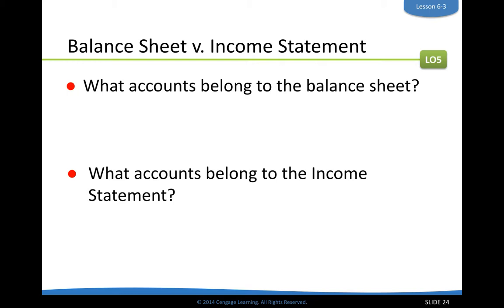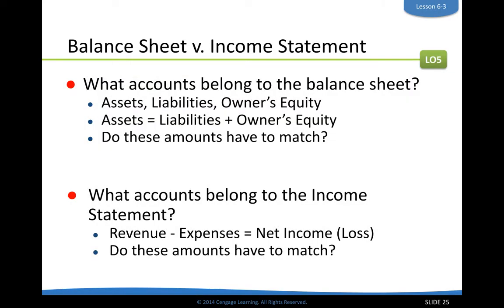I have them written up here. Balance sheet is on the left: assets, liabilities, and owner's equity. Revenue/sales and expenses are on the income statement. So the summary's up there. Assets equals liabilities plus owner's equity. That's just our accounting equation. We should be pretty familiar with that as of now. And then for the income statement, the equation is revenue minus expenses equals net income or loss.